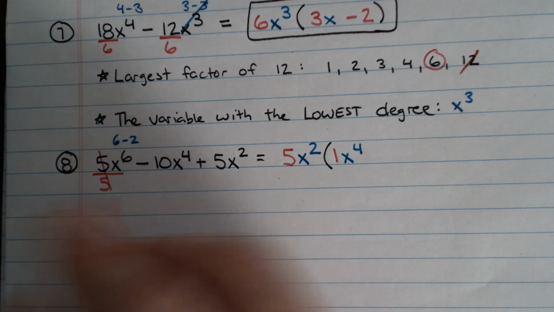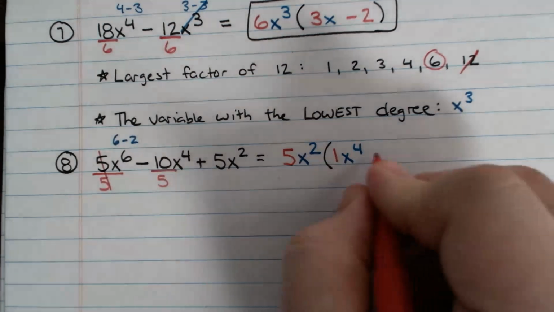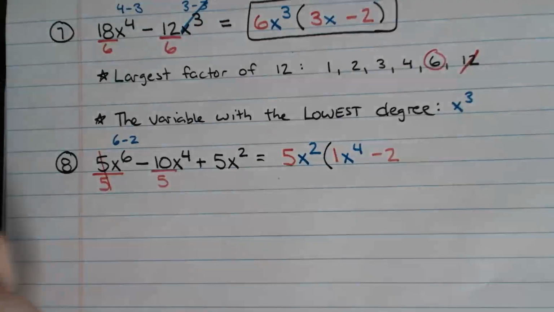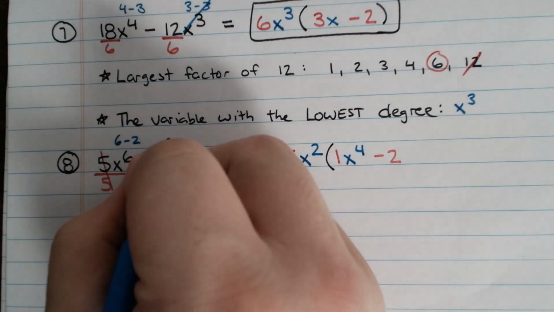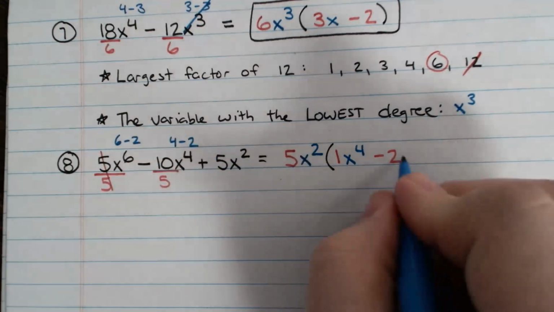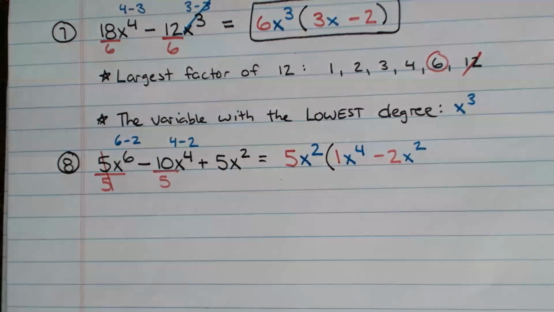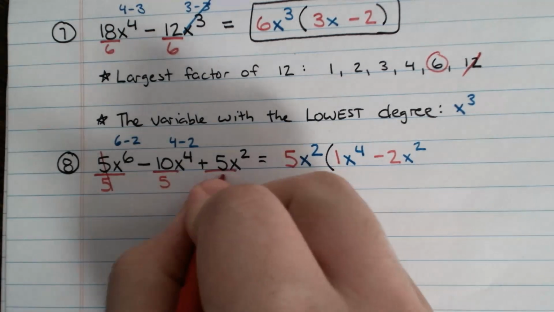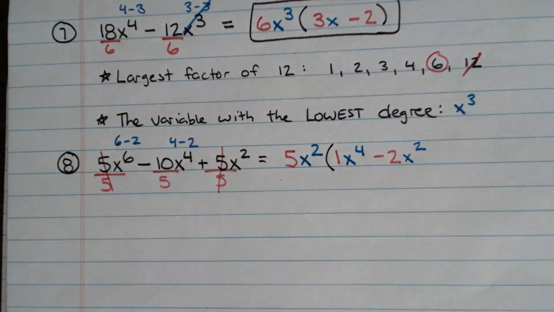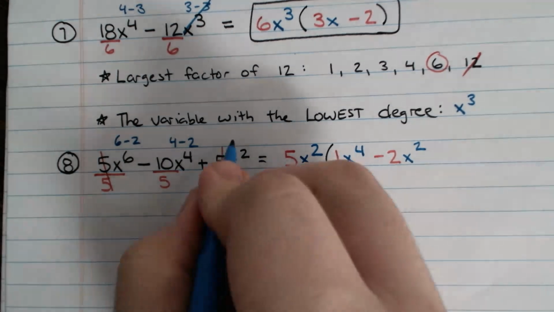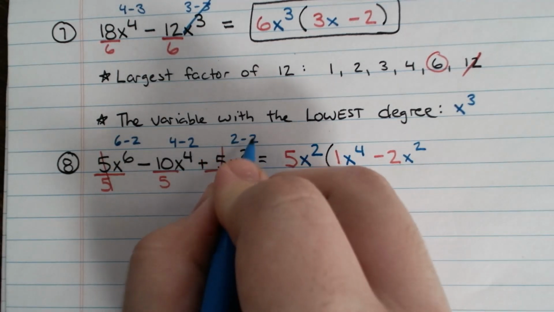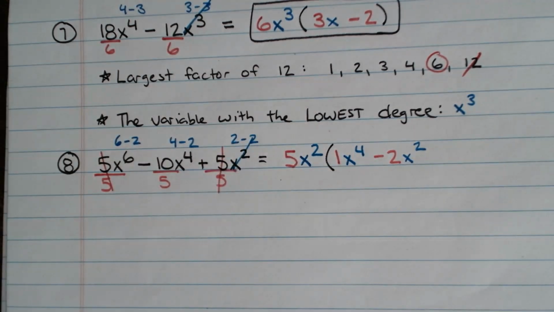Okay. Negative 10 divided by 5 is negative 2. X to the 4th divided by x squared. 4 minus 2 is 2. Here's a really tricky part where lots of people mess up. 5 divided by 5 is 1. A second ago we said we didn't have to write it. However, here 2 minus 2 is 0. That also cancels out.